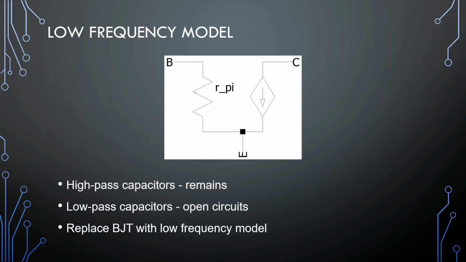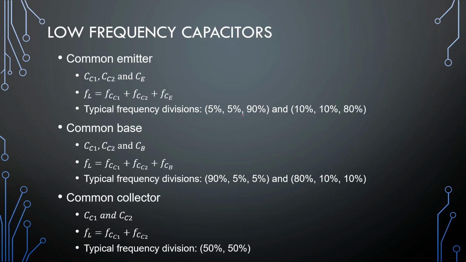So just as a reminder, the low frequency model that we will be using for our transistor is just R pi and the current source. And then for a common emitter, the low frequency capacitors would be the coupling capacitors and the bypass capacitor. For the low frequency, if you calculate the frequency for each one of these capacitors and its seen resistance, you can just add all the frequencies together and that will give you the low frequency.